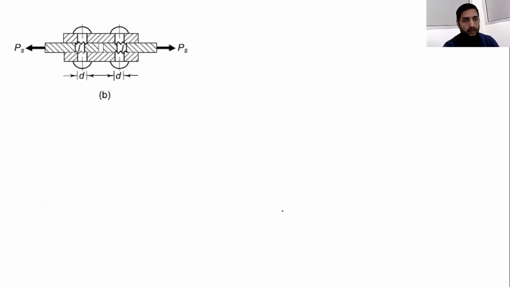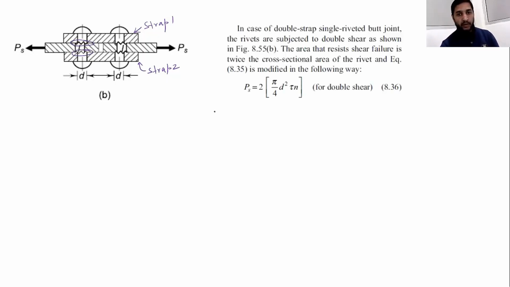Now in case of double shear, suppose in case of butt joint, so this particular figure shows your butt joint and there are two straps, strap 1 and strap 2. So this joint will be called as double strap butt joint. So in double strap butt joint, as you can clearly see over here, that the shear is double shearing. So in case of double shearing, what will become pi by 4 d square into tau into n, where n is the number of rivets in a plate.